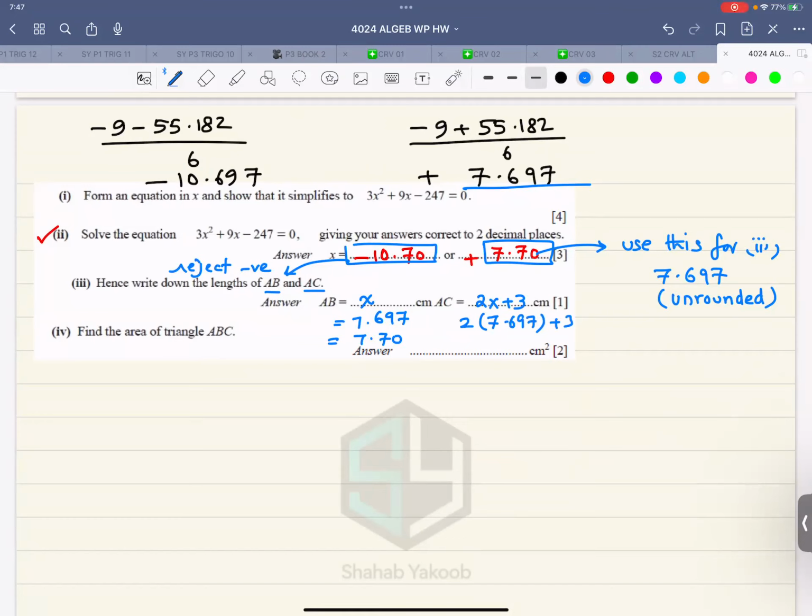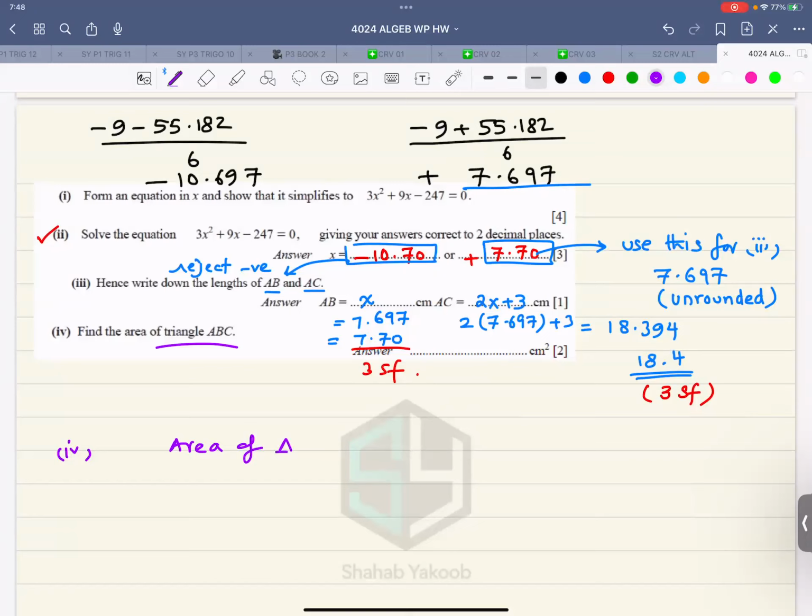So let me just multiply it with 2, add a 3. That is 18.394. So let me write this as 18.4. That is the answer for this. Now, it does not specify the level of accuracy. That means it will follow whatever is written on the front page of the exam. That is 3 significant figures, and this is 3 significant figures. And last but not the least, find the area of the triangle ABC. Part 4, this is again trigonometry.